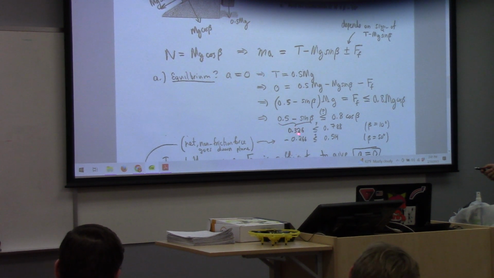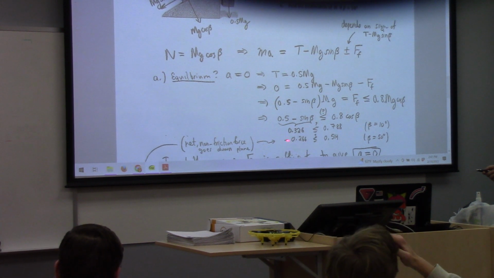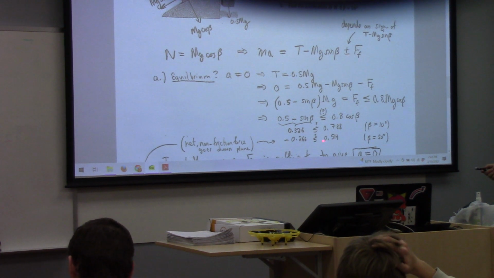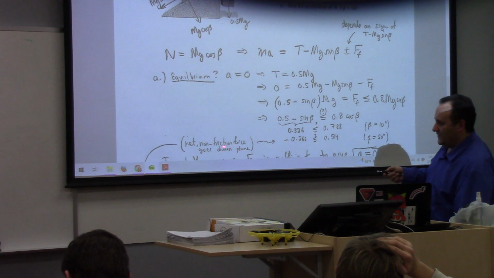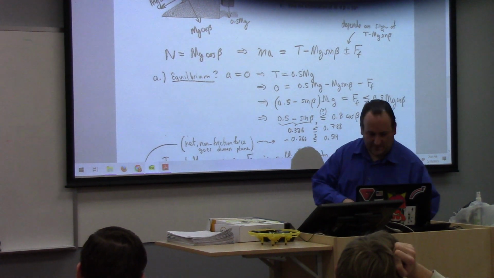I get 0.326 is less than 0.7. So this is the max force of friction. And so, yeah, apparently, for 10 degrees, yes, we have enough friction. But for 50 degrees, no, I don't know what happened here. Oh, next. The non-friction force goes down the plane, I say.